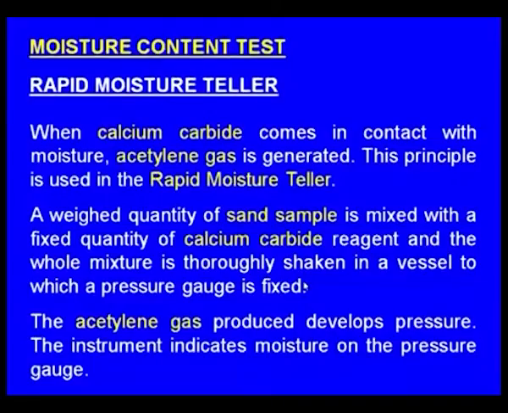Now, we are making the calcium carbide react with the moisture of the green sand, and accordingly acetylene gas is produced. The amount of acetylene gas produced depends upon the moisture content of the moulding sand. The acetylene gas produced develops pressure. The instrument indicates moisture on the pressure gauge. This pressure gauge is calibrated, so accordingly we can know the percentage moisture in the moulding sand. This takes very little time, which is why it is known as the rapid moisture teller.